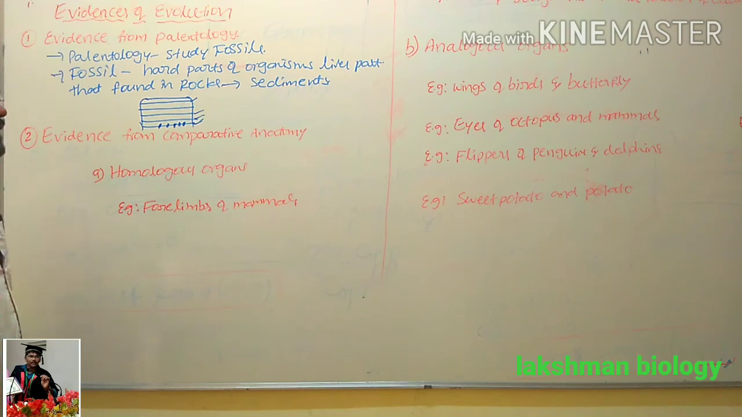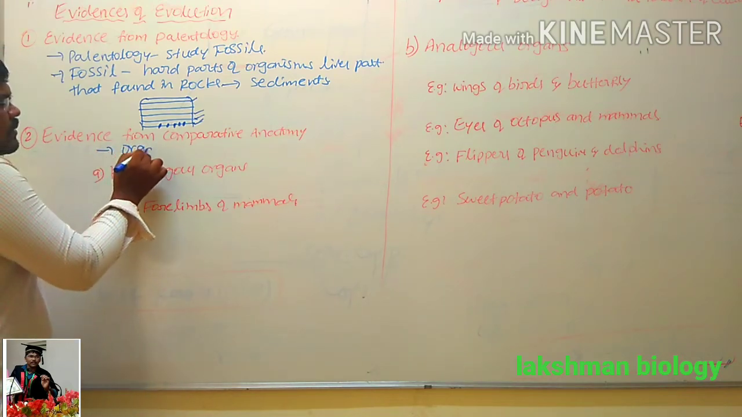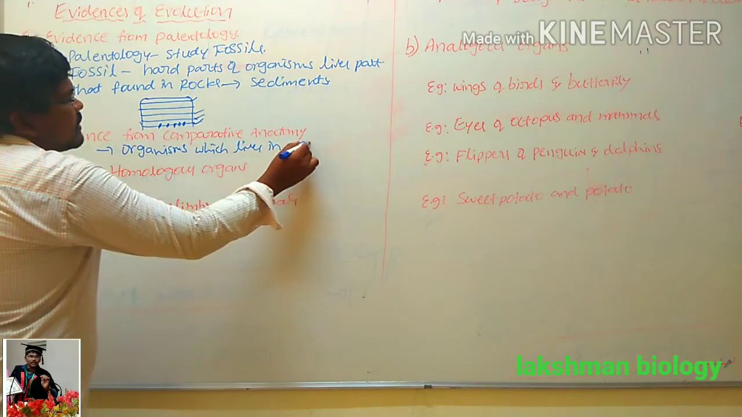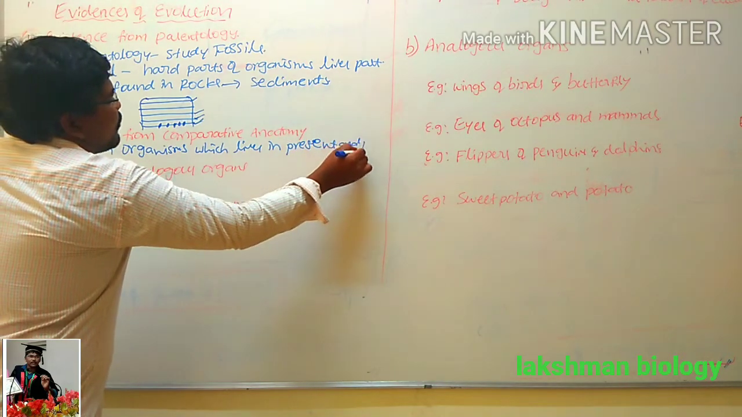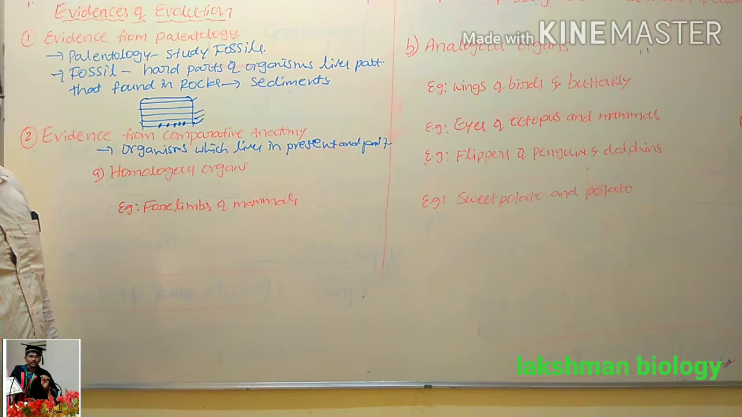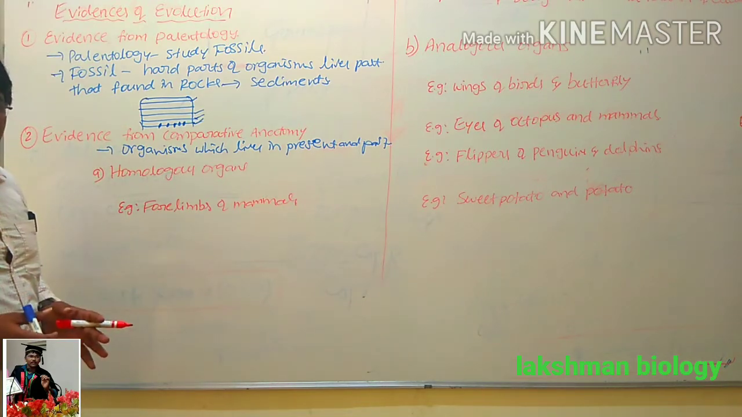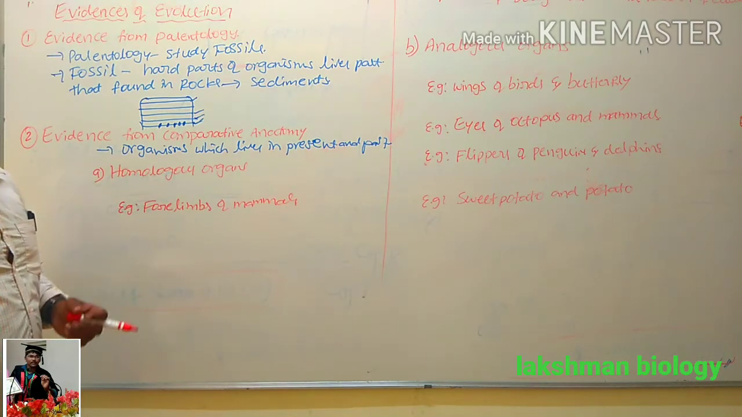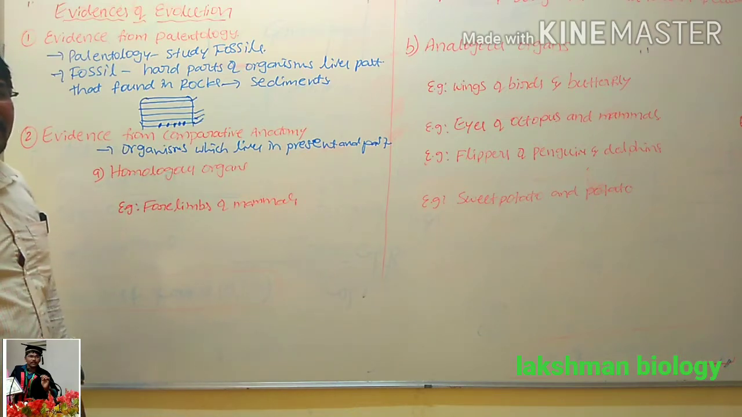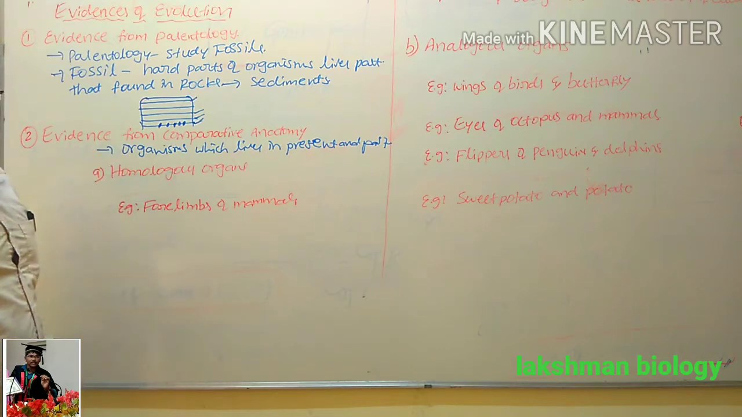After that, we have to see the evidence from comparative anatomy. What is comparative anatomy? By comparing organisms which live in present and past, you can get an idea about the ancestor of particular organisms. If you compare organisms which live in the present and those which lived in the past, and you find similarities, you can say that past organisms are ancestors of present day organisms. By comparing past organisms and present organisms, we can get an idea of evolution. That is about the evidence from comparative anatomy.